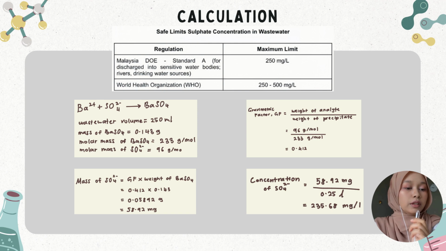The last step is finding the concentration of sulfate. We're using what we get from the previous calculation, which is 58.92 mg over 0.25 liter. Therefore, we're getting 235.68 mg per liter.